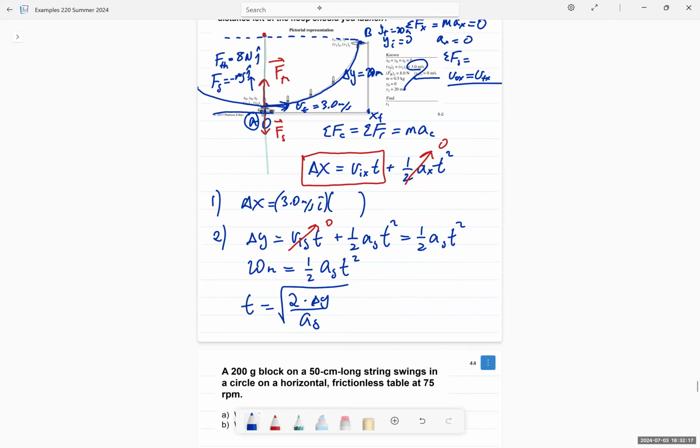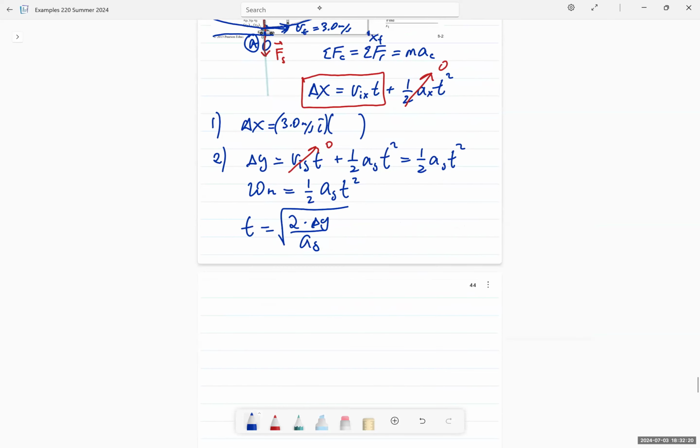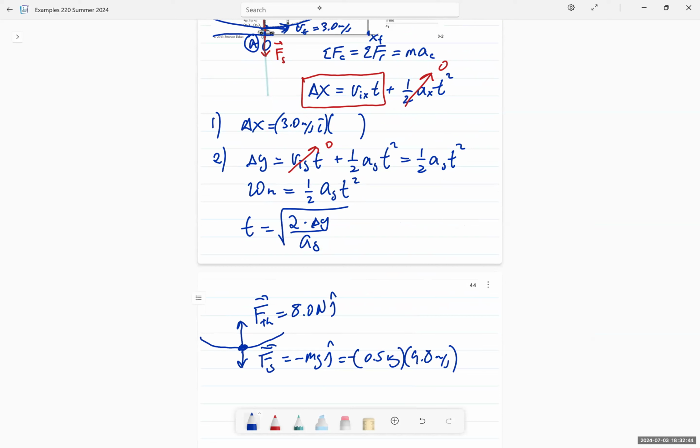So let's come back and say, all right, at the instant it's launched, it is given a thrust force of 8 newtons j hat. And it goes against the gravitational force, which is negative mg j hat. Since we're given the mass to be 0.5 kilograms and g is 9.8 meters per second squared, half of 9.8 is negative 4.9 newtons j hat. So this will be the gravitational force.